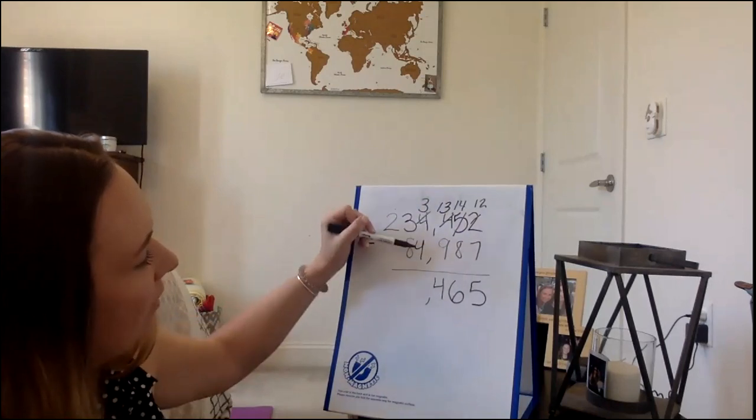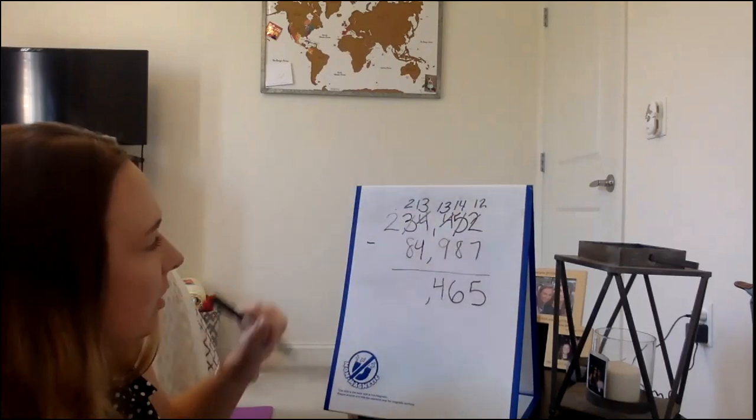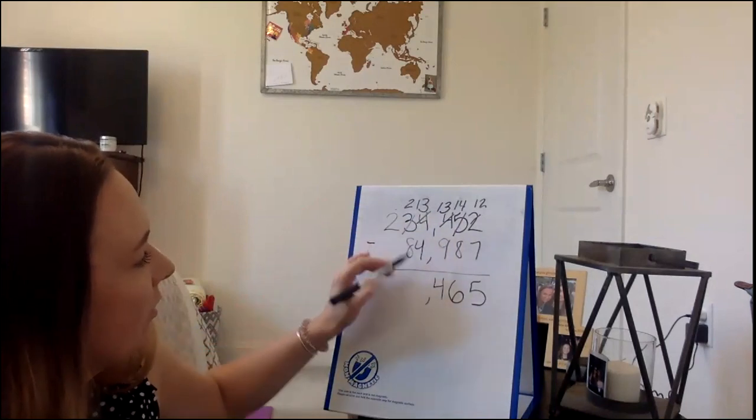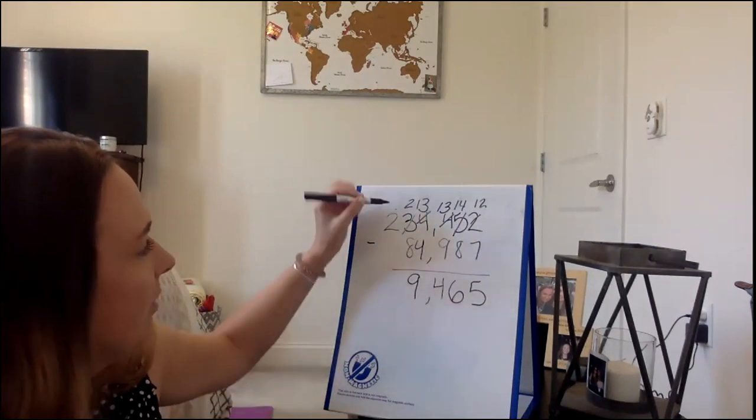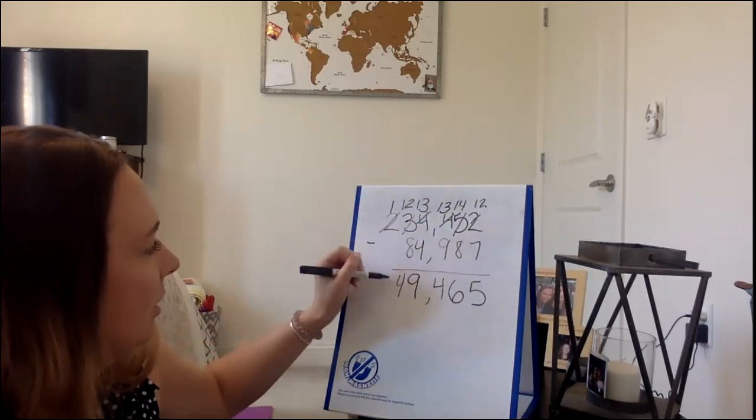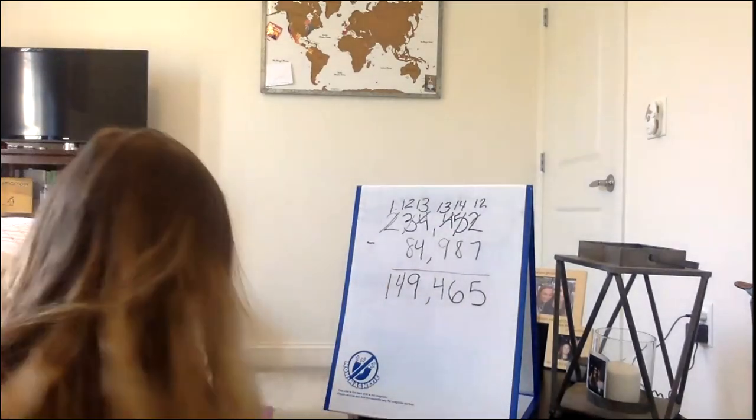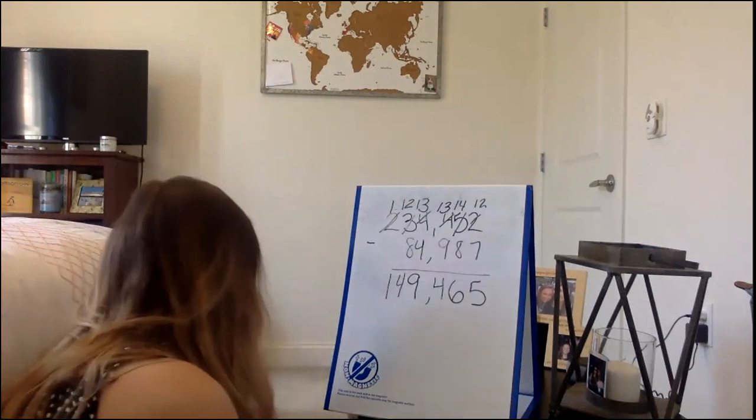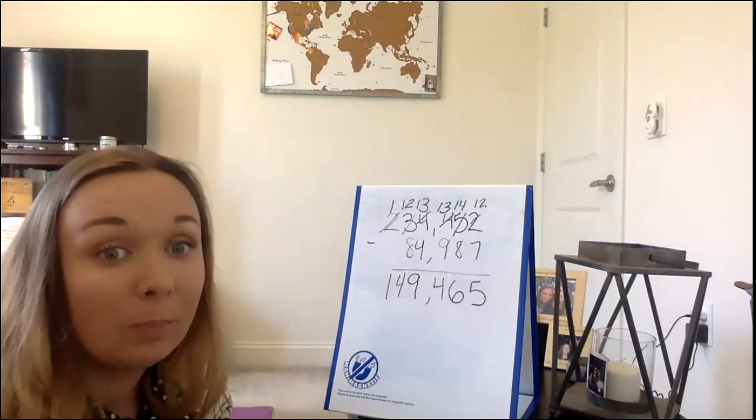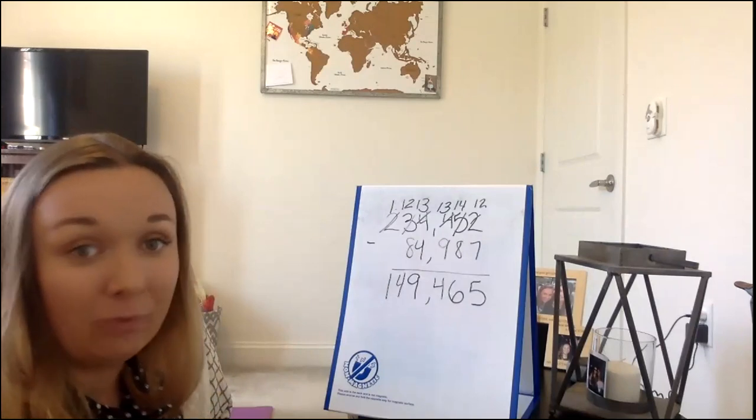Same thing, if I have 3,000s, I can't take away 4, decompose it to 2,000s, make it 2 10,000s. Now I have 13,000s. 13,000s minus 4,000s is 9,000s. Decompose my 100,000 for an answer of 149,465. Give yourself a check if you had that. This one had a lot of decomposing, so if you're unsure, go back through, figure out what I did to decompose, and make sure you understand your mistake before we move on.